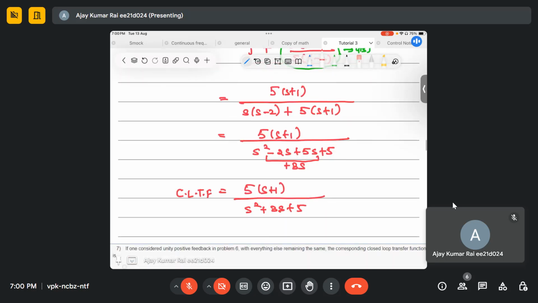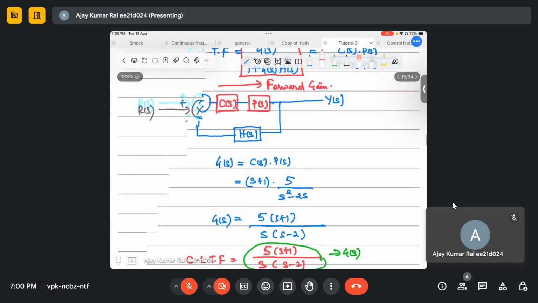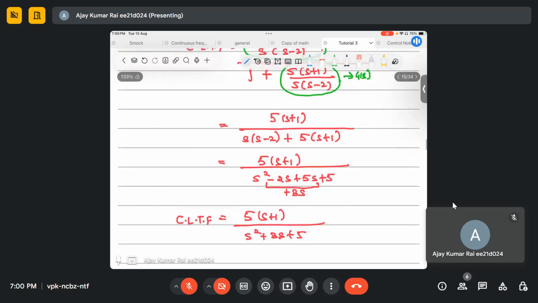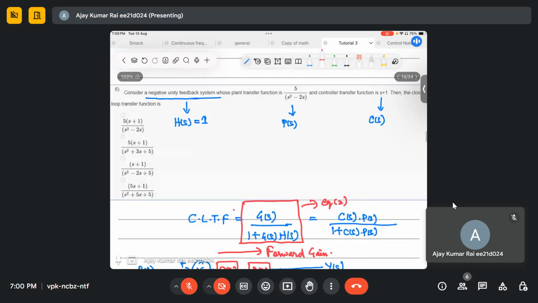So let's see in which form it is given. Okay, so yeah, the final answer is 5 into (s plus 1) by s square plus 3s plus 5. Okay, so this is the correct option.